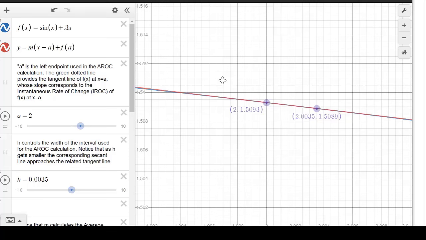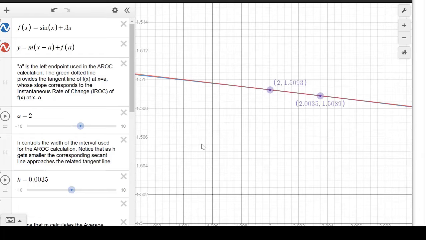The lines are overlapping now, our curve f of x and our secant line, and you can see our h is extremely small. Our h is 0.0035, and we could just keep going smaller. But we've already seen what starts to happen, and that is that these functions become indiscernible. So this tells us why taking the limit as h goes to 0 will give us the instantaneous rate of change of the function at that point.